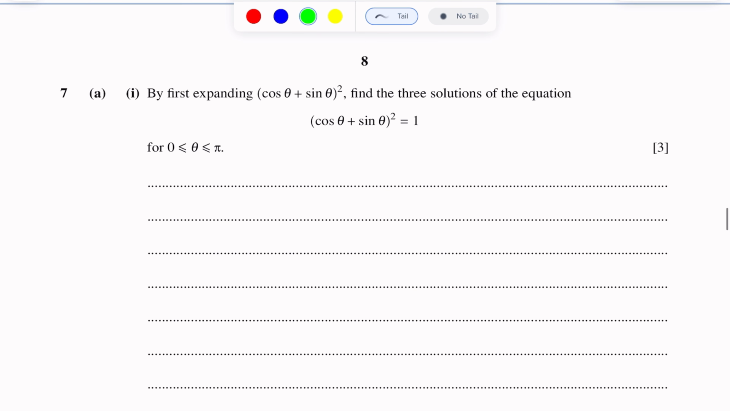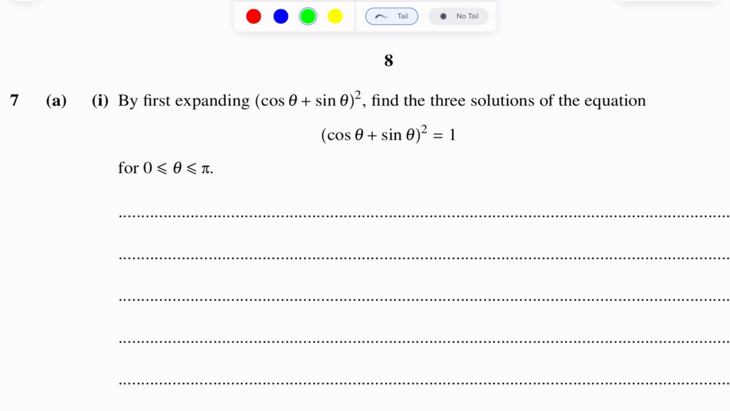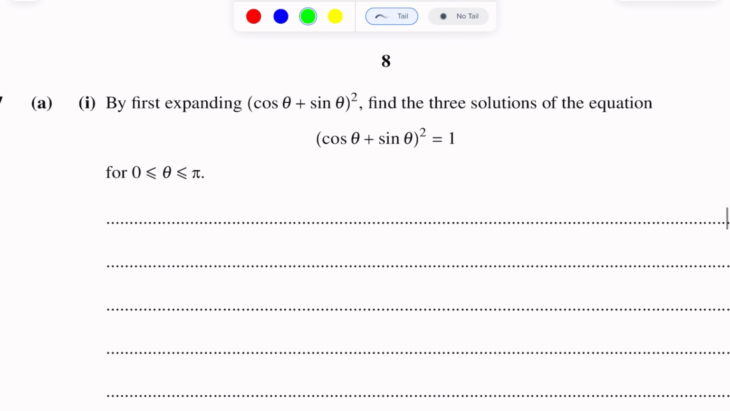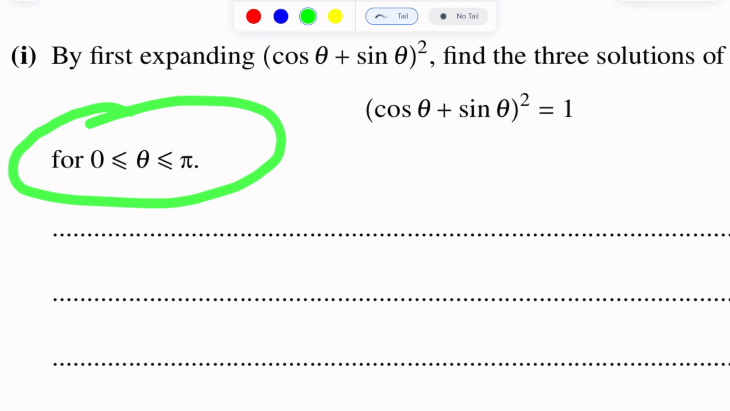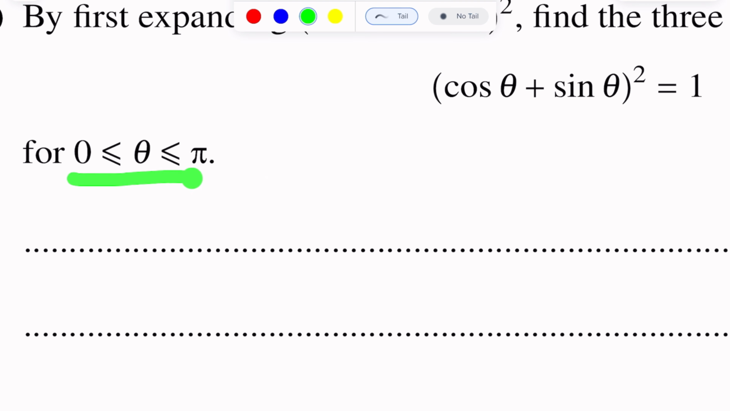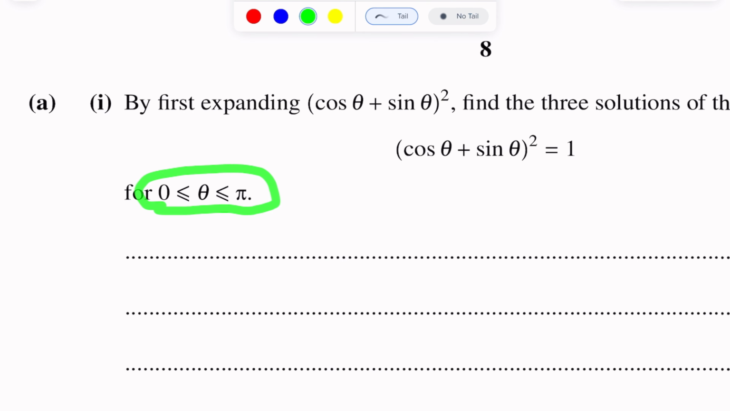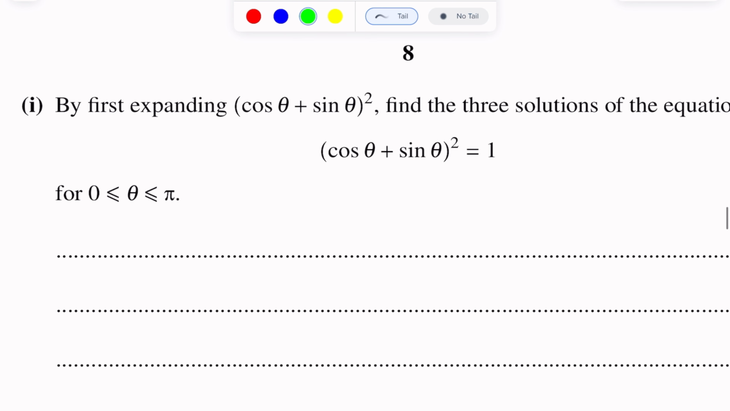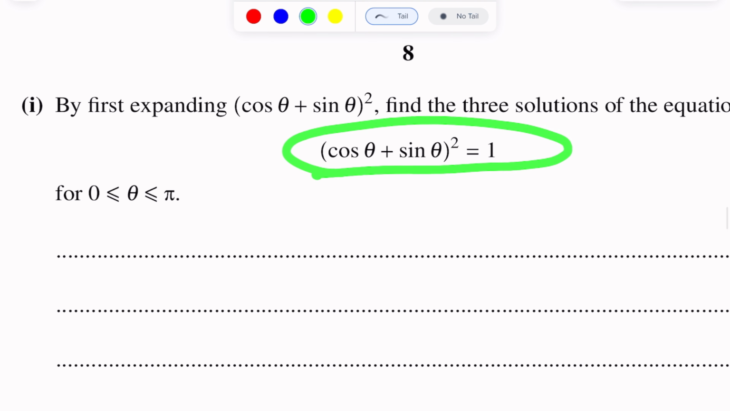Question number 7. This question is of trigonometry. Part first of this question is, by first expanding (cos theta plus sin theta) whole square, find the three solutions of the equation (cos theta plus sin theta) whole square is equal to 1 in the interval 0 to pi. This is the interval given in radian. We have to find three solutions of this equation.